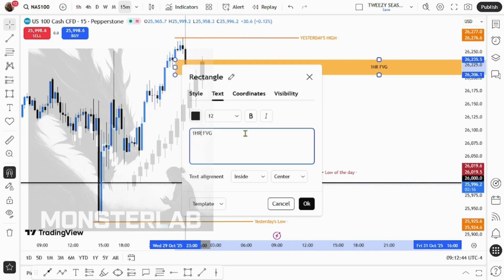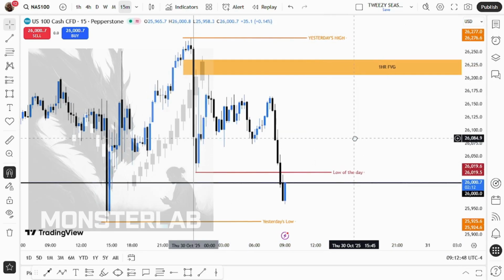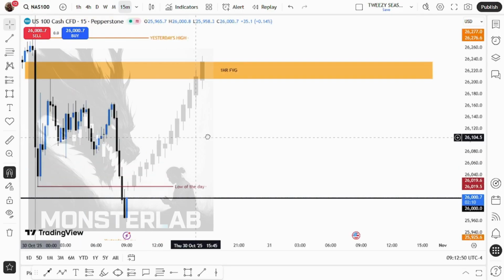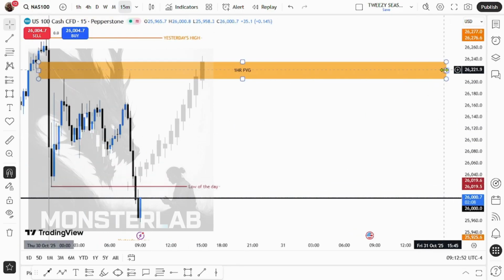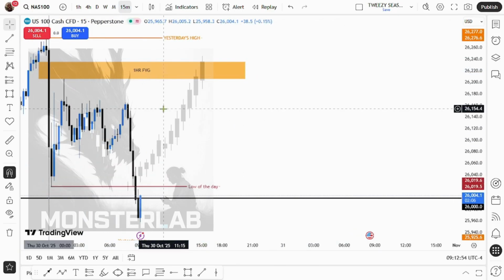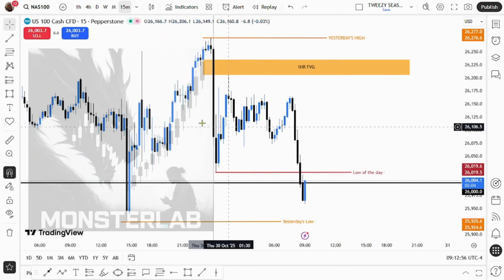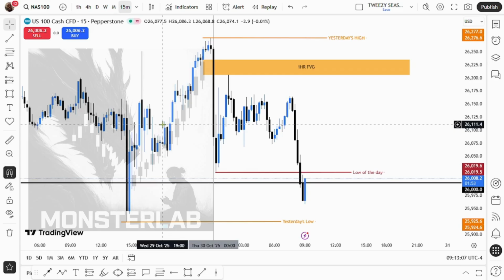So price has taken the low of the day. This is the 1 hour orange fair value gap. Let me annotate it so that we do not confuse it. This is a 1 hour orange fair value gap. Let me reduce it.